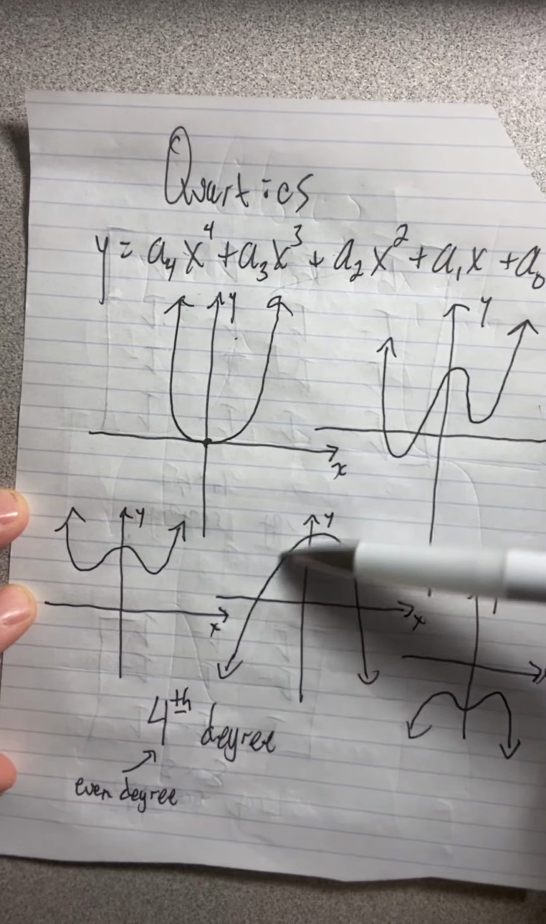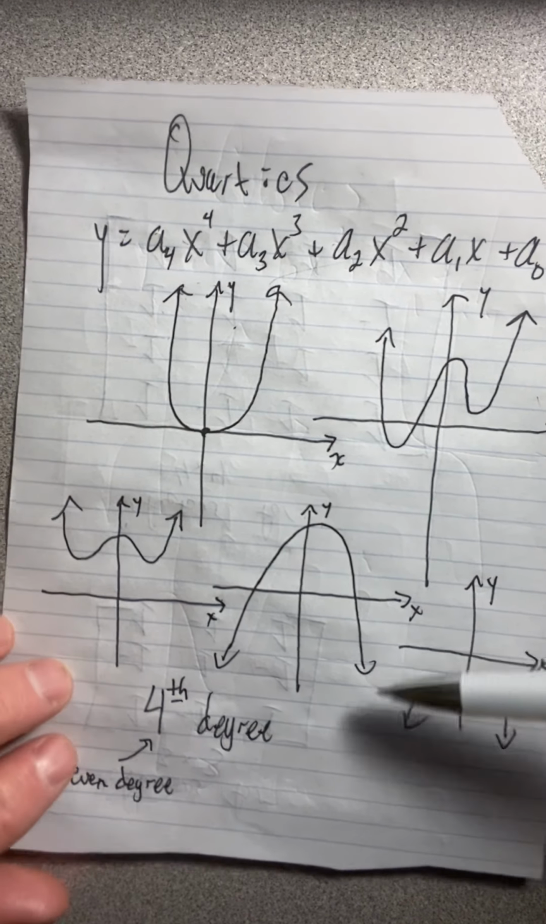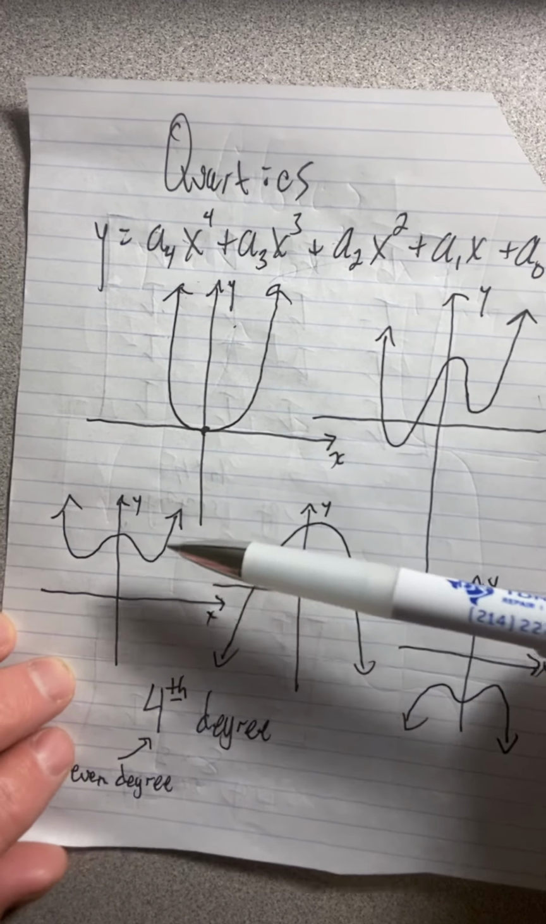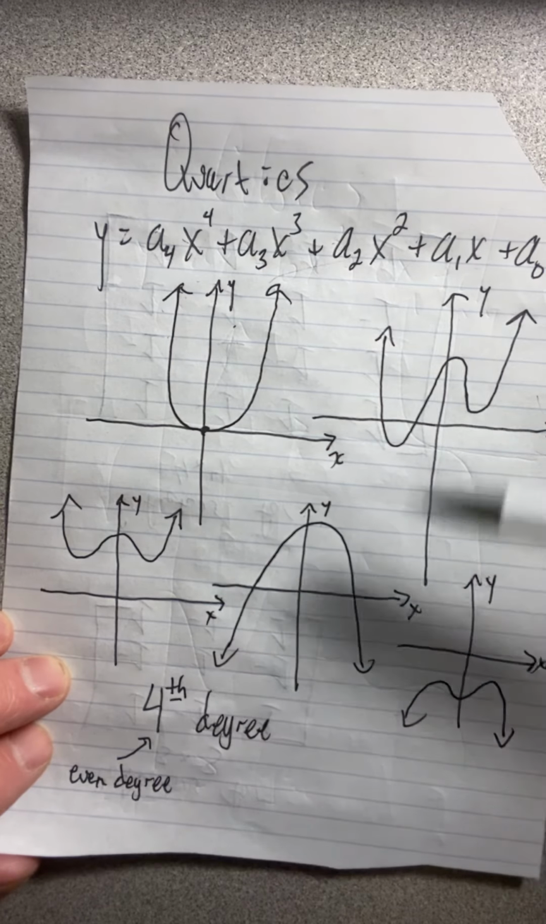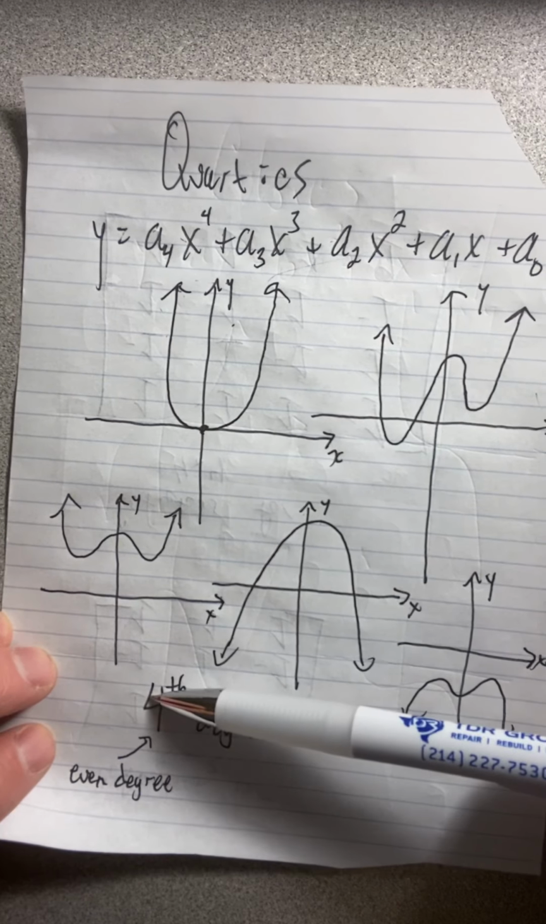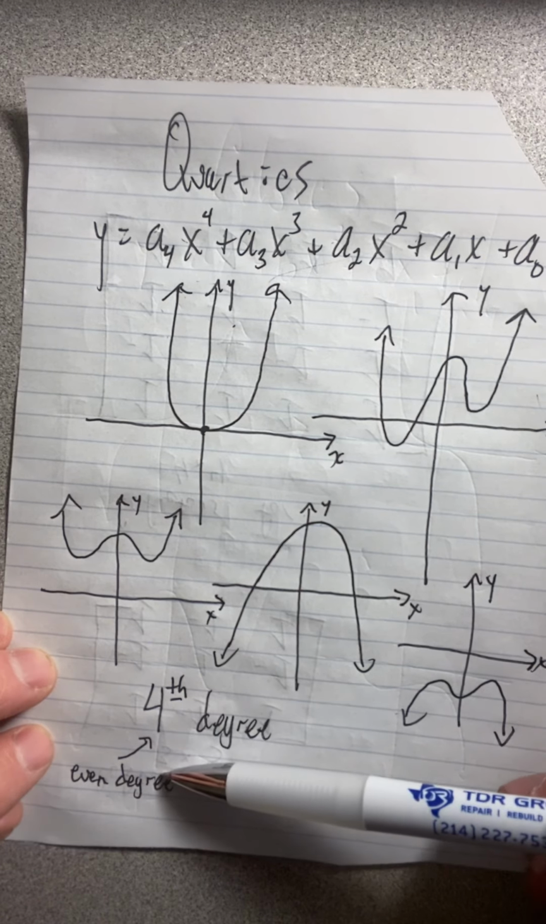Falling on the right. It can look like this. It can look almost like a parabola. It's not one, but it can look almost like one, falling on the right. Or it could be rising. But notice, whether it's rising on the right or falling on the right, it has same end behavior, and it's even degree.